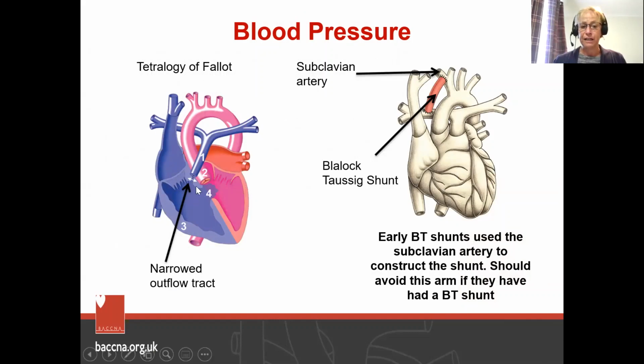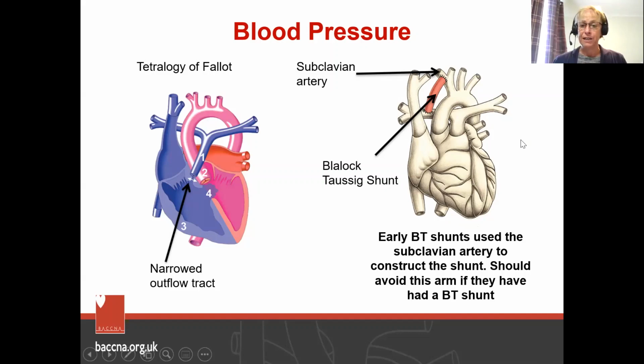This results in a narrowed outflow tract here on the right-hand side of the heart, causing a reduced blood flow to the lungs. And babies born with this condition appear cyanosed as a result. And if the blood supply to the lungs is severely affected, then they may have had an operation called a Blalock-Taussig or a BT shunt, which is pictured over here. And that will have been performed in infancy.